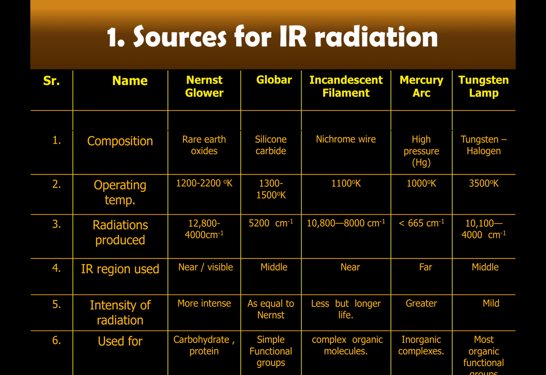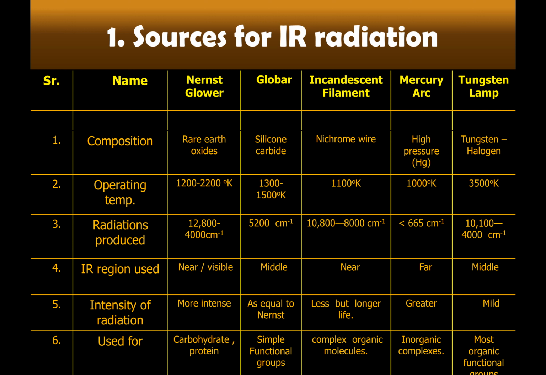So the IR region used is near visible for Nernst glower. For this it is middle region. Globar is suitable for middle, while incandescent filament you can go for near infrared if you are going to scan near. Mercury arc is, needless to say, only far infrared.